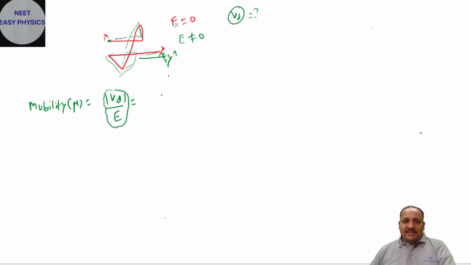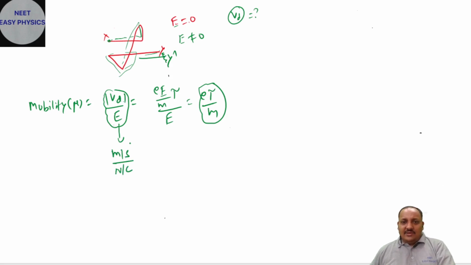Okay. What is Vd now you got? E by m into tau by E, so E tau by m. This is the equation, and units and dimension formula are important. Drift velocity units: meter per second. Electric field units: Newton per coulomb. So from this we can write the dimensional formula. This is the definition for mobility.